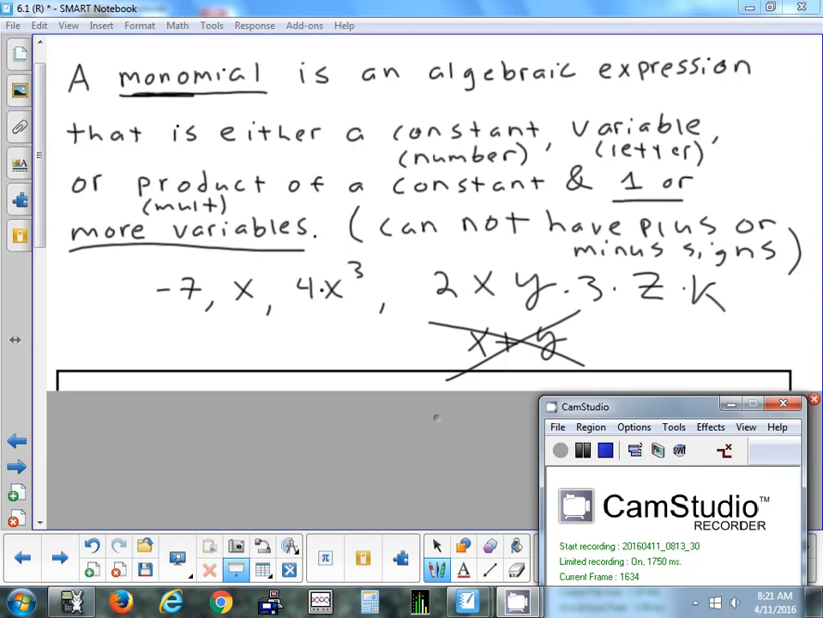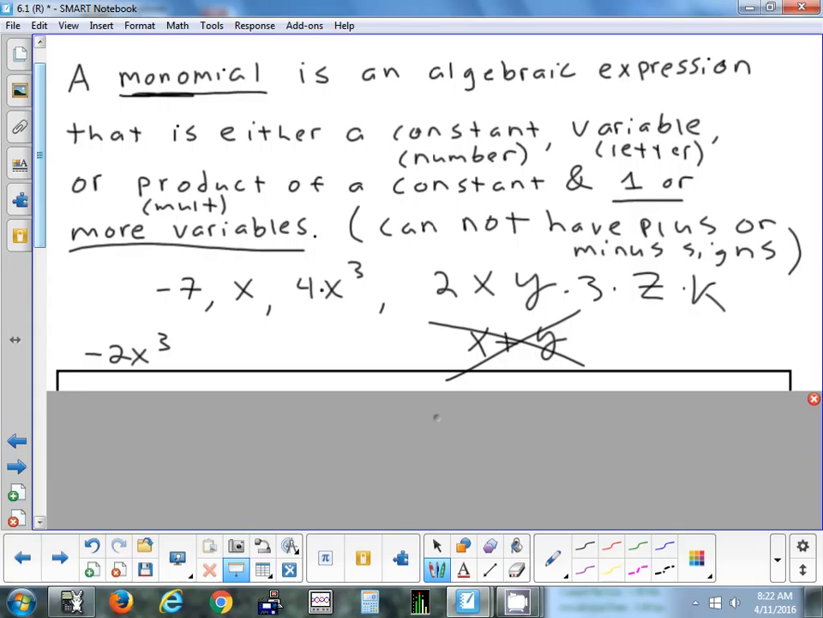How about 4y? Yes. What's 4y? It means what operation? Multiply. Yep. How about if I said negative 2x cubed? Is that a monomial? Yes. What are you looking for to make it not a monomial? Minus or a plus sign. Okay? In terms of what we're doing, that's all you have to look for. If it doesn't have a minus or a plus sign, it's a monomial.